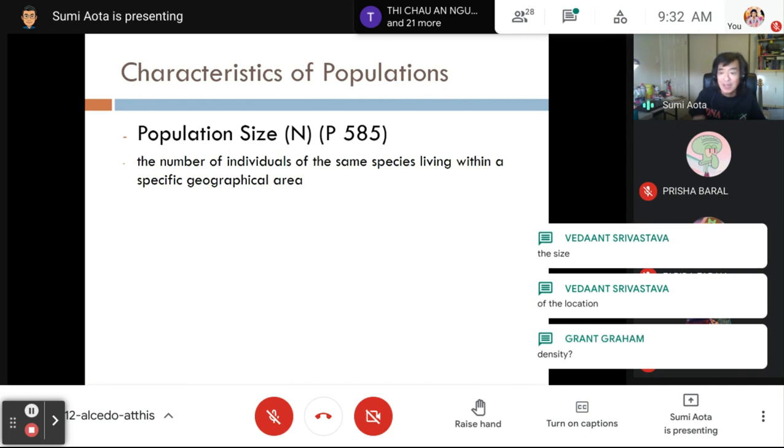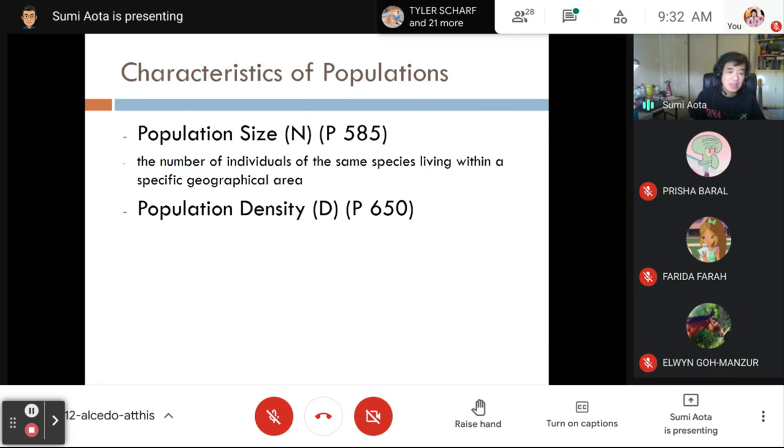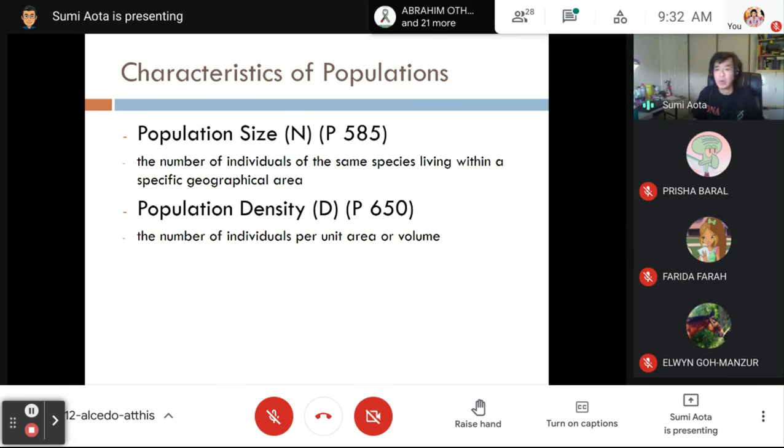Okay. Of the locate density. Okay. And population density is designated by capital D. Okay. And the population density is defined as the number of individuals per unit area or per unit volume. Per unit area you get, right? Like if we decided what is Metro Ottawa, as Vedant says, you could define that as an area in square kilometers. Okay. Why do I have unit volume up there?